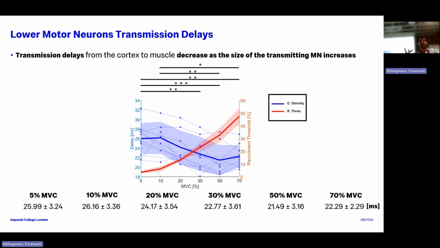If you look at the common density, so if you look at the delay of this information in the beta band being transmitted from the cortex to the muscle, there is a decrease. So for small motor neurons, there is a higher delay, for bigger, smaller delay. We know that because bigger size motor neurons will have higher conduction velocity.